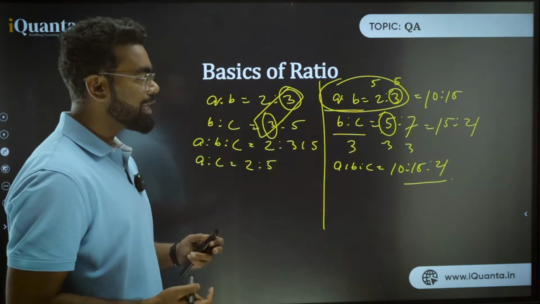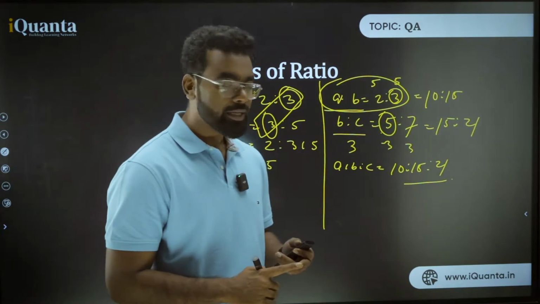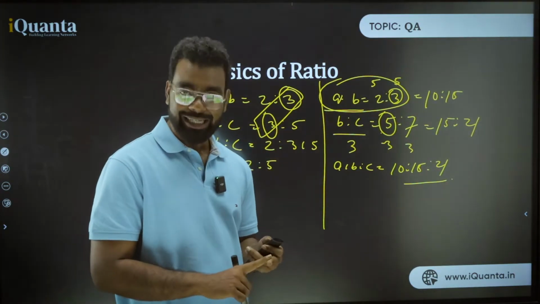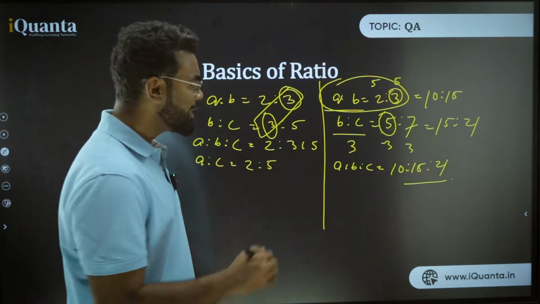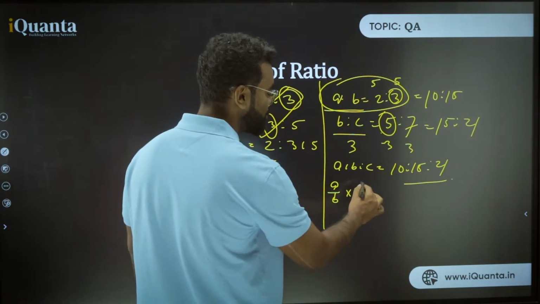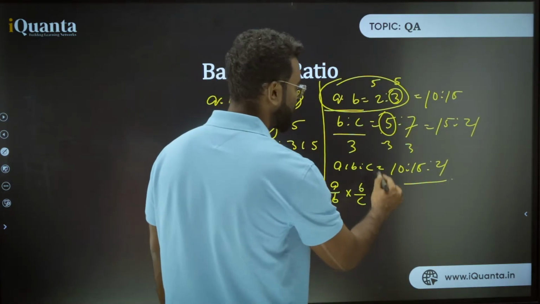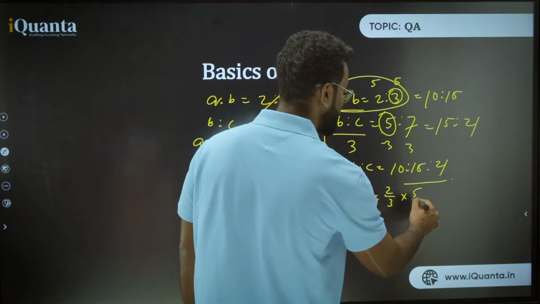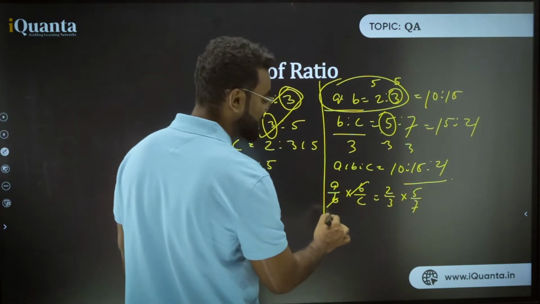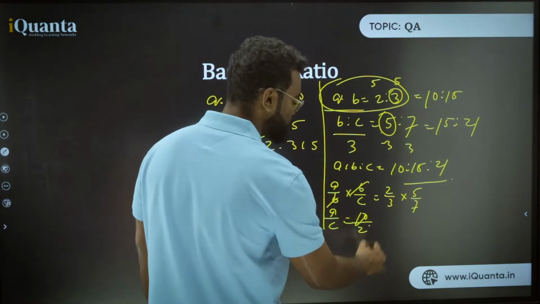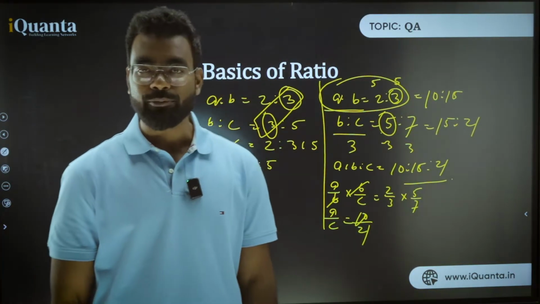In this type of question, if they have asked directly what is A is to C, where A is to B is given and B is to C is given, you can do it directly also, because it is A by B into B upon C. A upon B is 2 upon 3, and B upon C is 5 upon 7. If you multiply, B cancels out, so A upon C is basically 10 upon 21. So that is one way of solving this type of question.